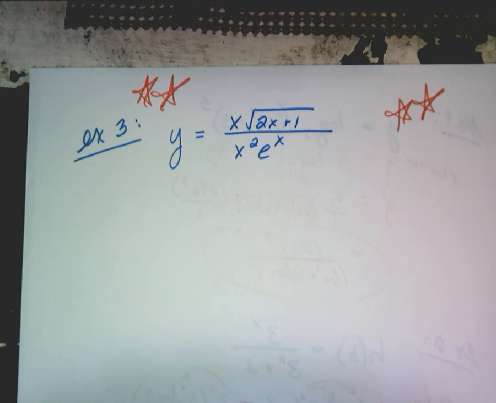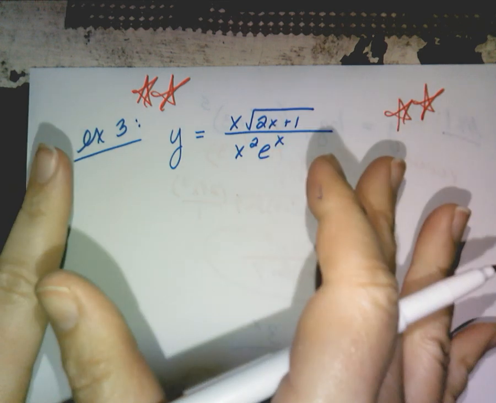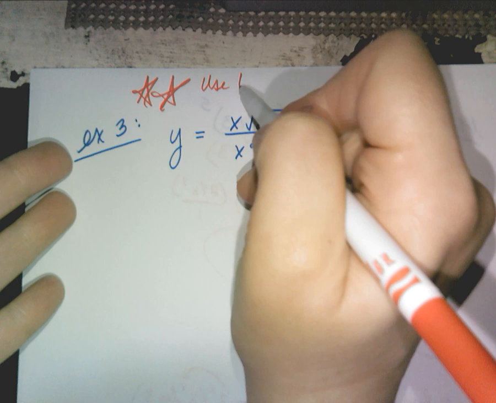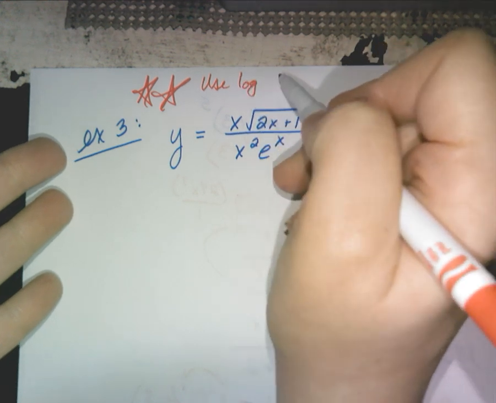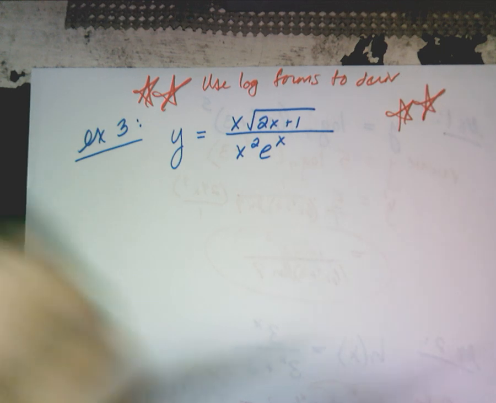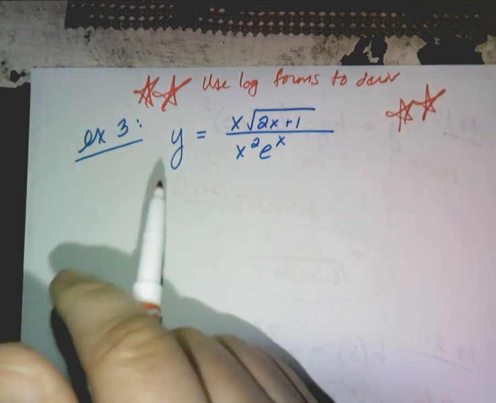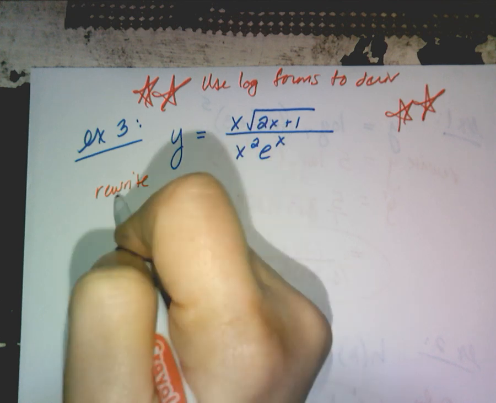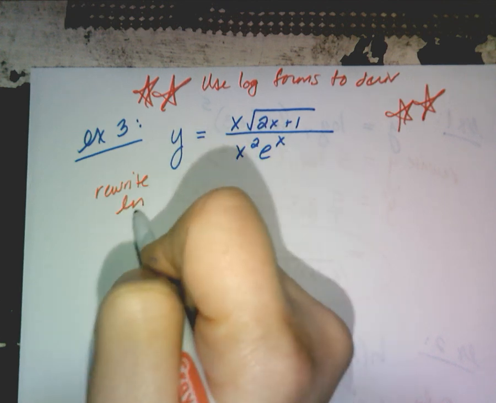Okay. All right, so the directions for this one are actually quite different, and I probably should write the directions. They're actually going to say use log forms to take the derivative, or something like that. I'll look it up for you in a minute. But anyway, you are going to rewrite with ln on each side.